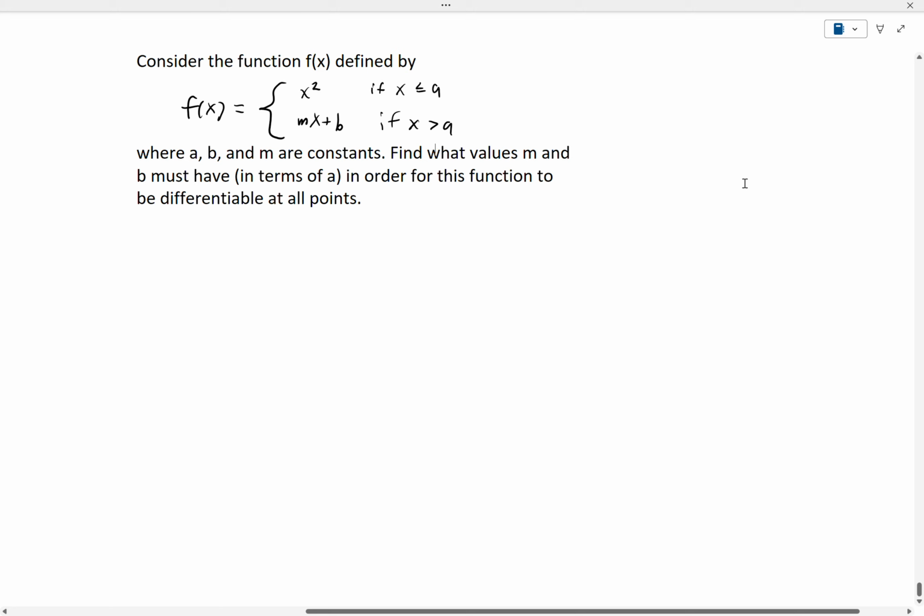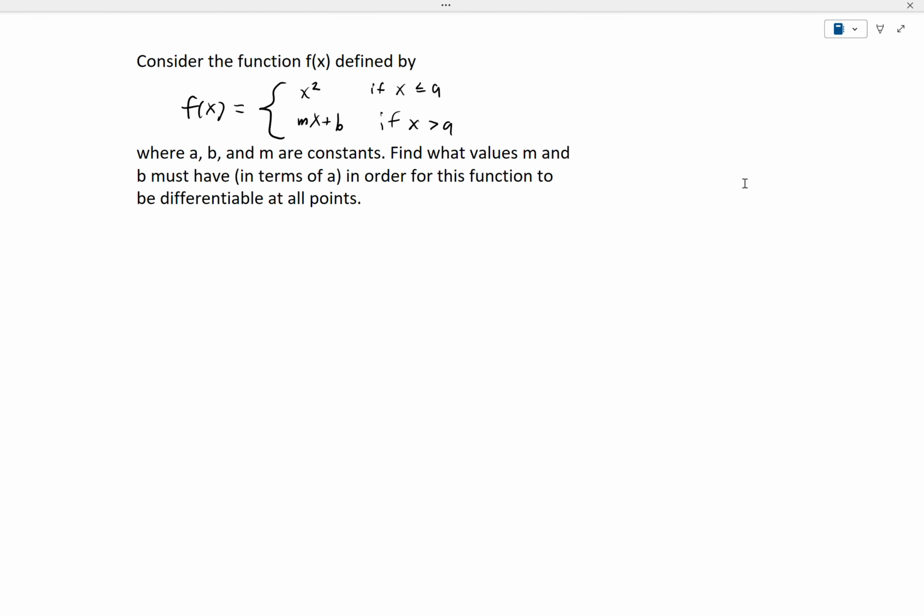Today we've got a problem involving the differentiability of a function. Consider the function f of x defined by, and here you can see it's a piecewise function. It's going to be x squared if x is less than or equal to a, and it's going to be mx plus b, so some linear function, if x is greater than a.